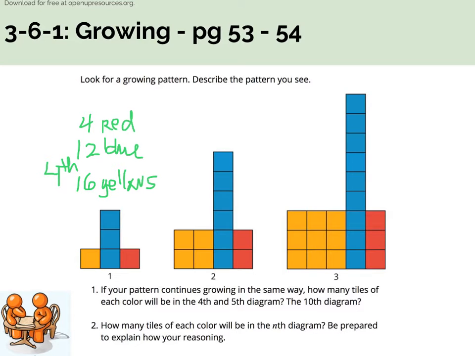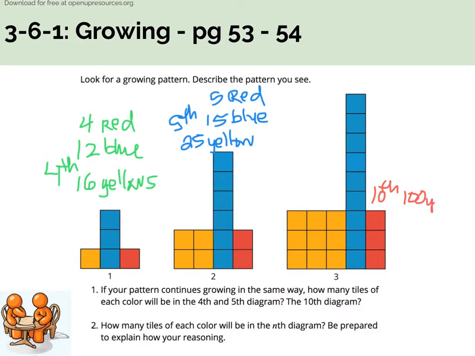Let's look at the 5th. Let's do that in blue. How many yellows do we have on the 5th? We're going to have 25 yellow. We are going to have 15 blue. And then we're going to have 5 red. Then we're asked to do the 10th. Let's put the 10th right here. On the 10th, we are going to have 100 yellow, 30 blue, and 10 red.